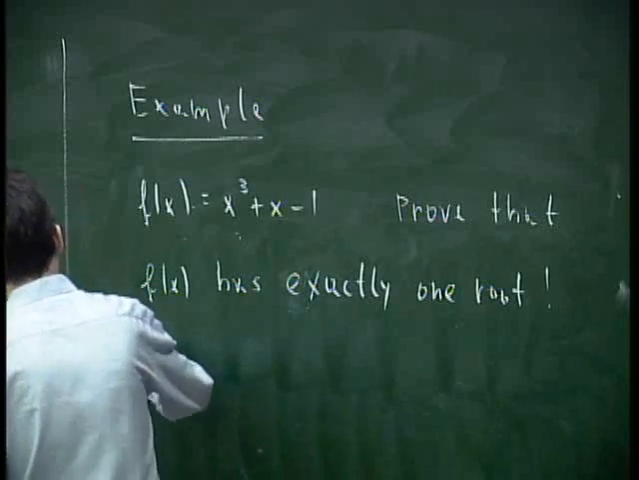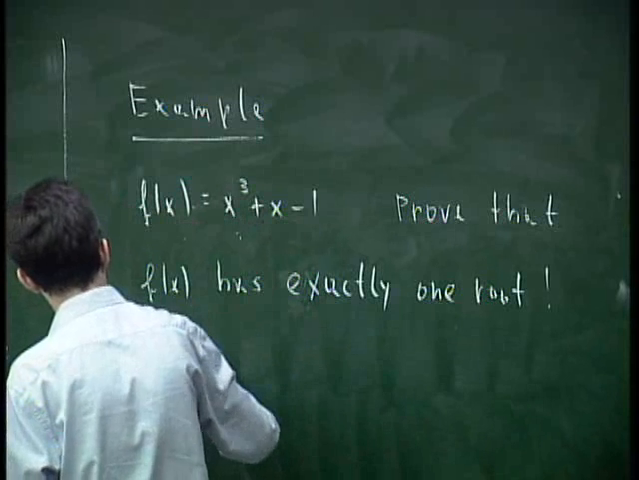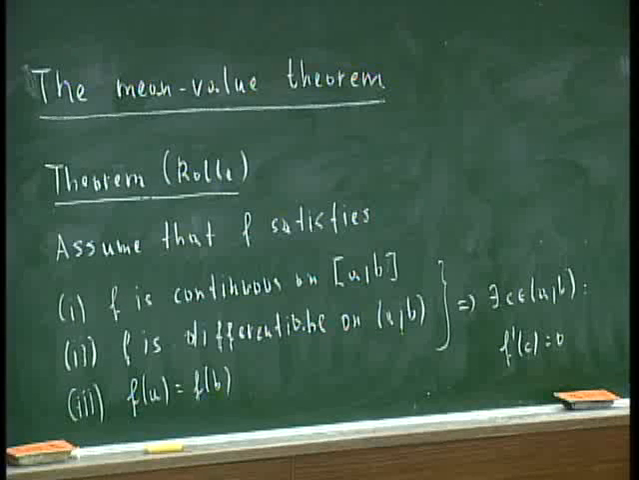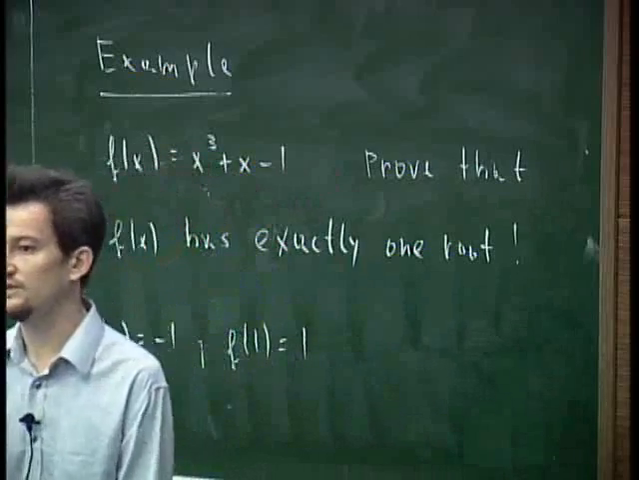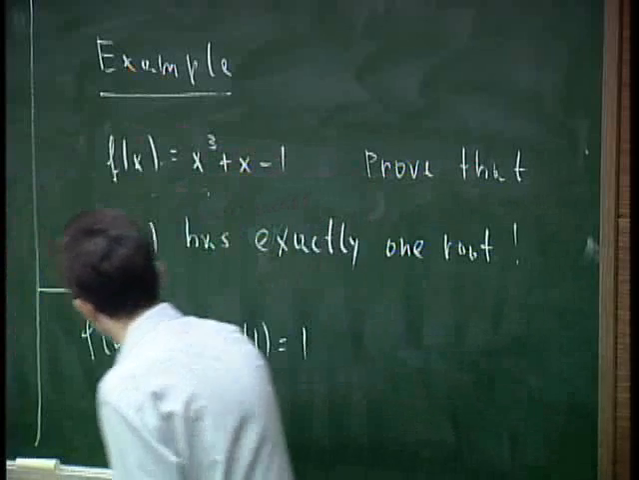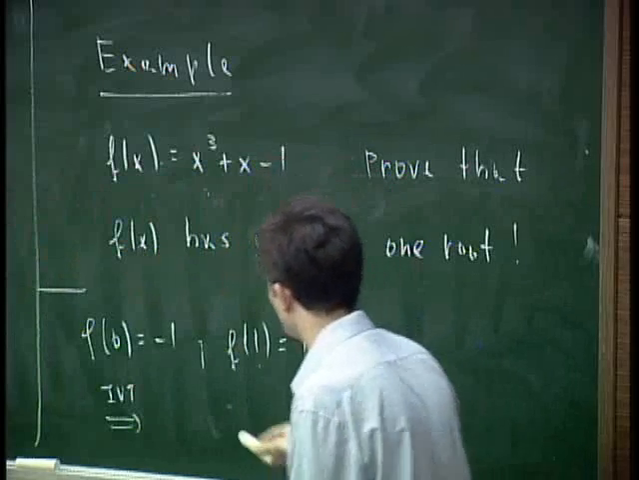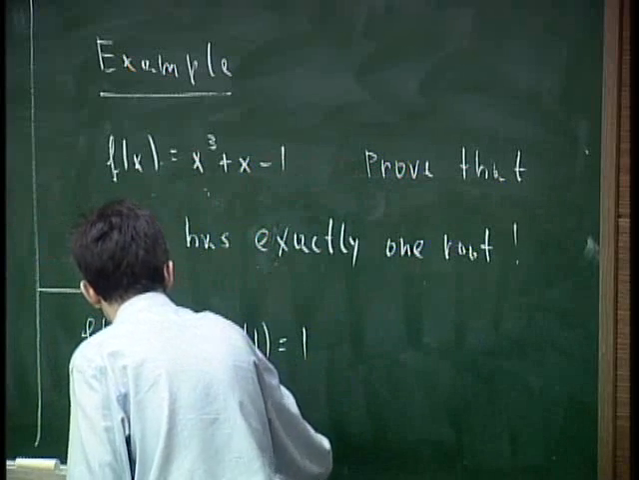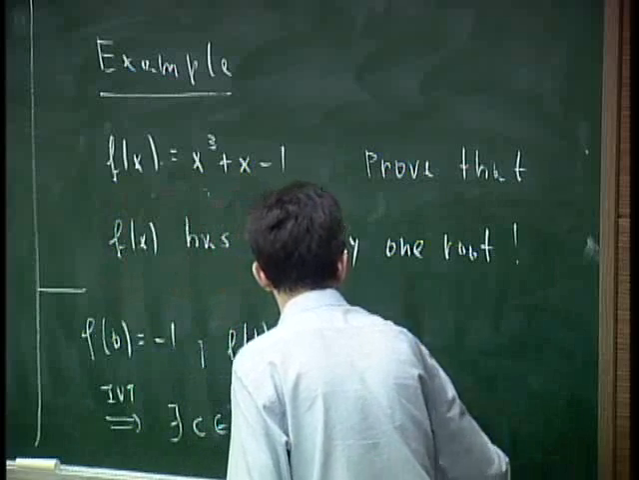Now, for the first step, we observe that f of 0 is equal to -1, and we observe that f of 1 is equal to 1. We observe that the function is continuous on the closed interval [0, 1]. So you can use the intermediate value theorem to argue there must exist a c in the open interval (0, 1) such that f of c is equal to 0.